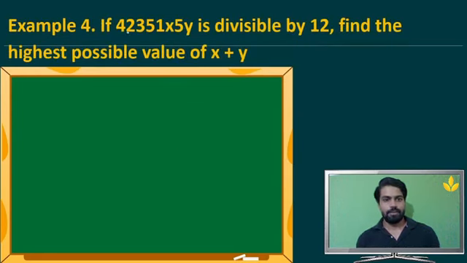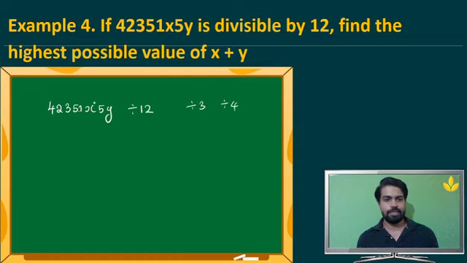Next question. 4235, this particular number, 42351x5y, where x and y are unknown numbers, is divisible by 12. Find the highest possible value of x plus y. So first, for the number to be divisible by 12, the sum of the digits must be divisible by 3, and the last two digits should be a multiple of 4.